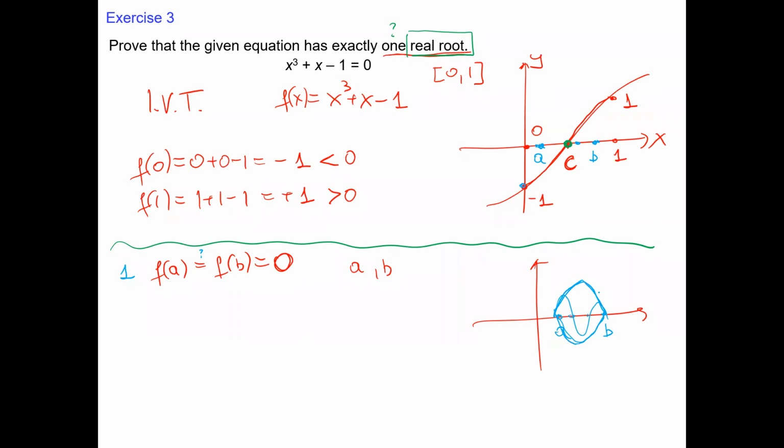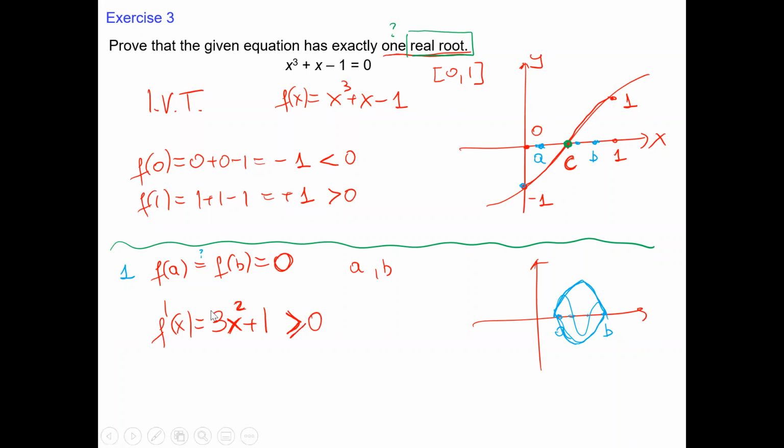Yeah, the function must be increasing or decreasing. So now what we can do, let's find the derivative of this function. The derivative is 3x squared plus 1. Looking at this derivative, we may notice that it is a free quantity x squared, which is always positive, plus 1.